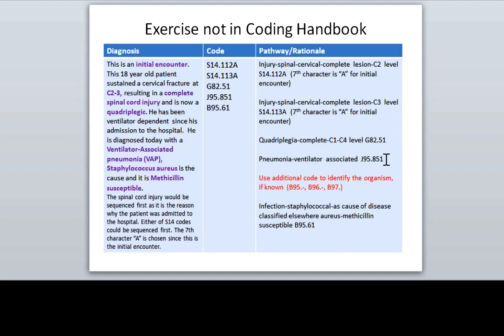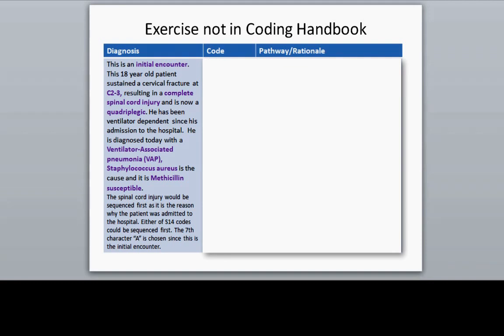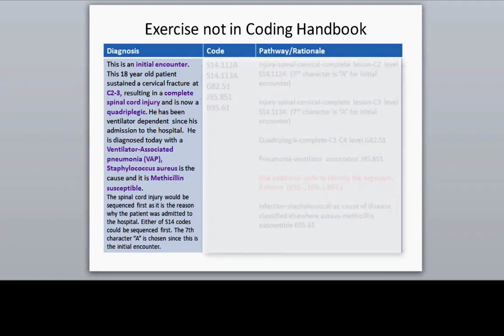When you go to the J95.81 code, you're going to see an instructional note, use additional code to identify the organism. So you're going to go to infection, staphylococcal, as a cause of disease classified elsewhere, aureus, methicillin susceptible, given as B95.61. I encourage you in things like this to cover up the answers and go here and look them up and see if you get them right when you're reviewing this particular slide, and any exercises really. It's wonderful for you to see my pathway and how I got there, but unless you've tried to do it yourself, it's probably not going to be very helpful.